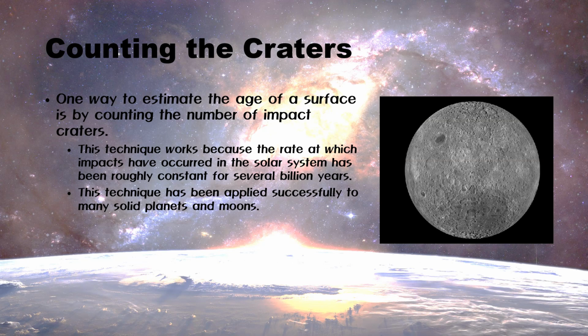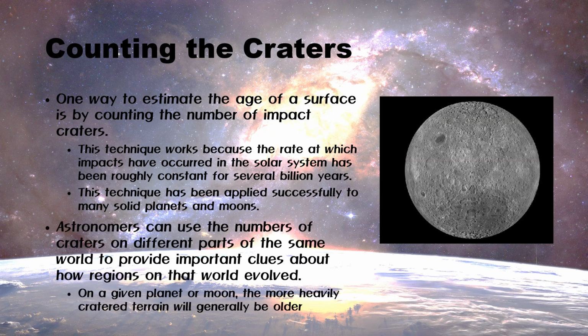Now, this technique works because the rate at which impacts have occurred in the solar system has been roughly constant for several billion years. Yes, in the very beginning of the solar system, it might have been pretty chaotic, but eventually things stabilized, and so the rate of impacts became much more stable. Now, this technique has been applied successfully to many solid planets and moons. Astronomers can then use the number of craters on different parts of the same world to provide important clues about how regions on that world evolved. So on a given planet or moon, the more heavily cratered terrain will generally be much older because, again, remember what we talked about earlier in the history of the solar system, there were a lot more impacts.